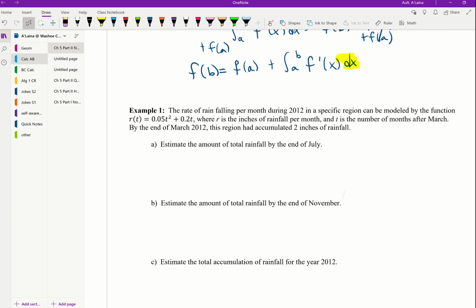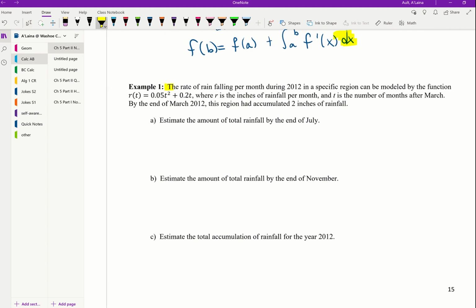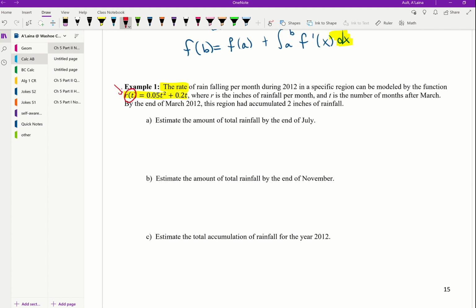So when might you use this? Here's an example. Let's say you know some rate. This is a totally made up equation, by the way. Let's say the rate of rain falling per month during 2012 in a specific region can be modeled by this function. Keep in mind, r of t is some rate. This is like f prime. R is the inches of rainfall per month. There's just kind of more validation that this is a rate. T is the number of months after March. So the way we're measuring our input is the number of months after March.